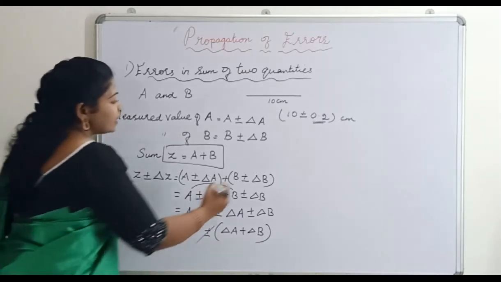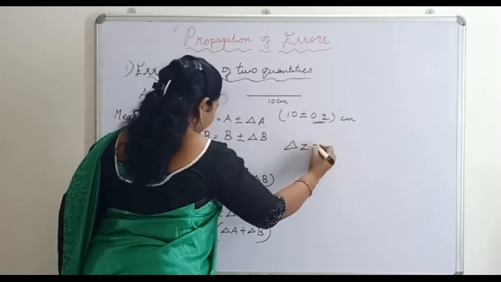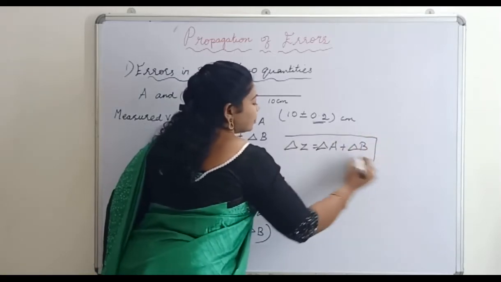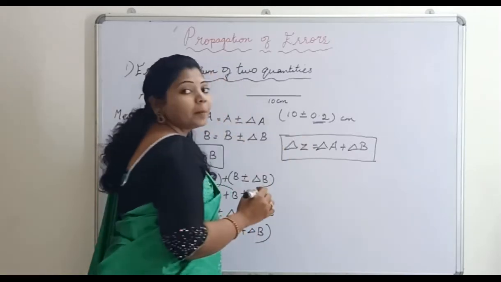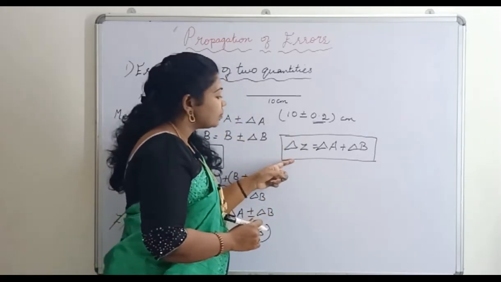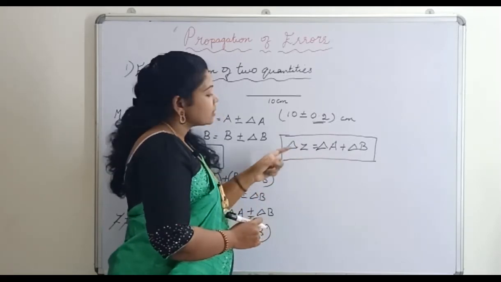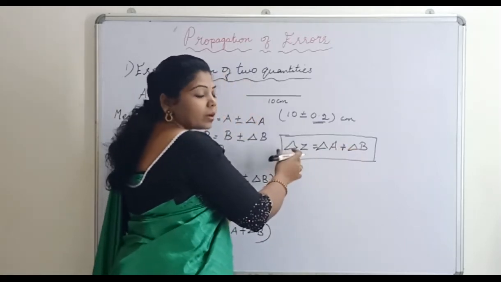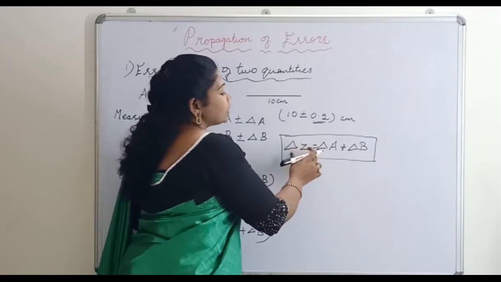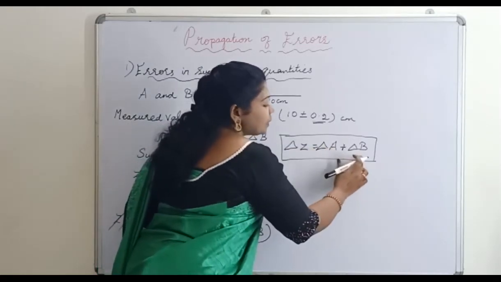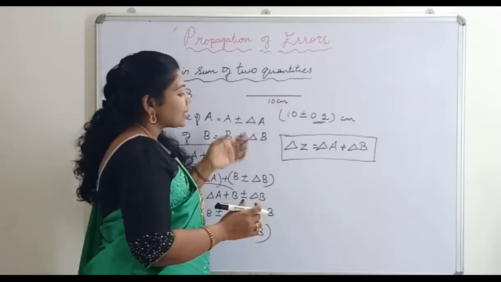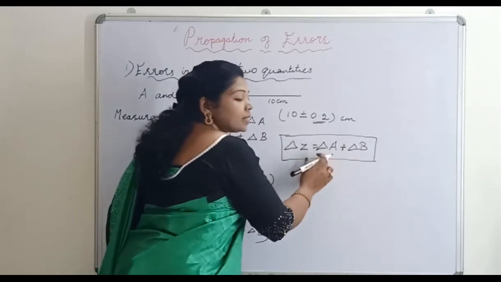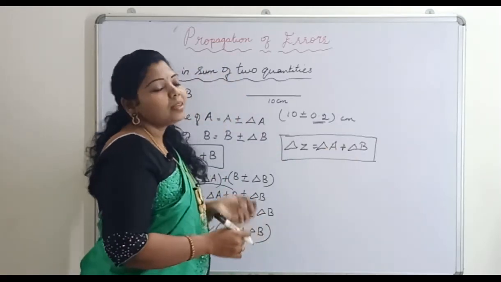So what is the final result? Delta Z is equal to delta A plus delta B. So what does it mean? The maximum possible error in the sum of two quantities is the sum of the absolute errors of the individual quantities. So the maximum possible error, how much error we are getting in the result, is the sum of the absolute errors of the individual quantities.